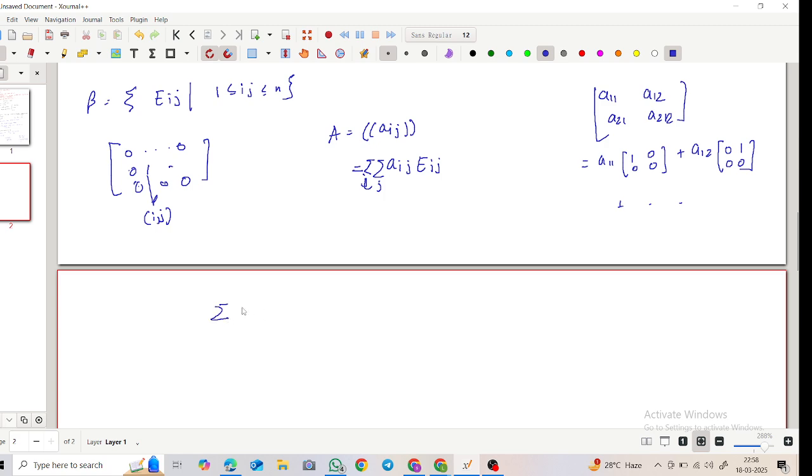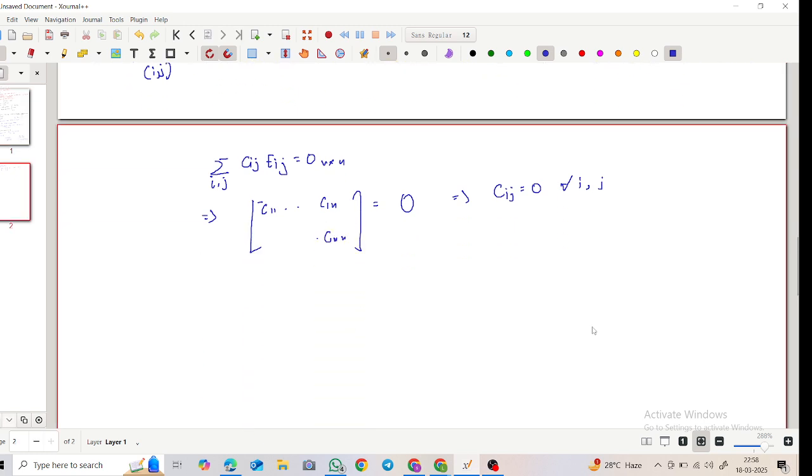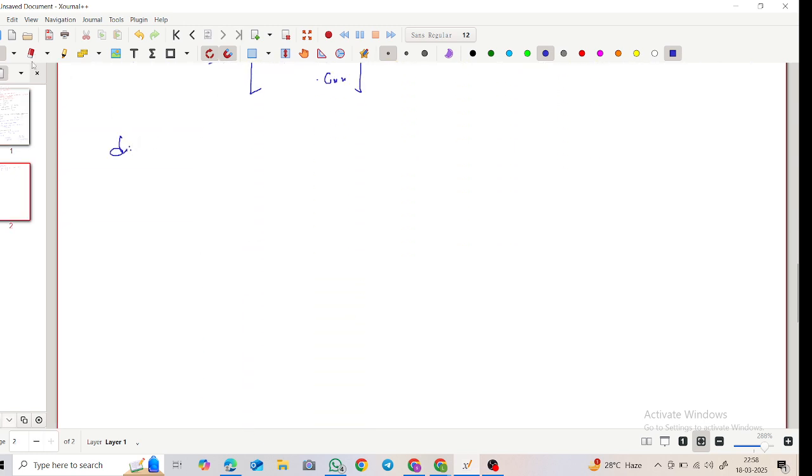And if this sum is zero, then what do you get? You get a whole matrix C11, C1n up to Cnn, which is a zero matrix, which means every element is zero. So thus this is indeed a basis. So what is the dimension? What is the dimension? n square. Okay.